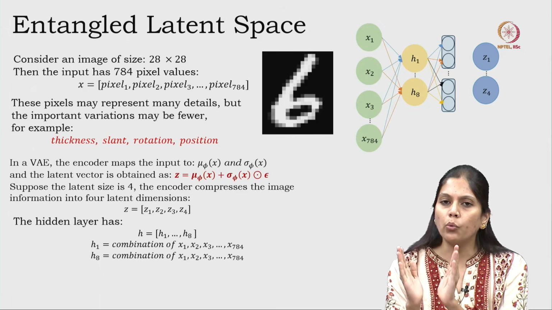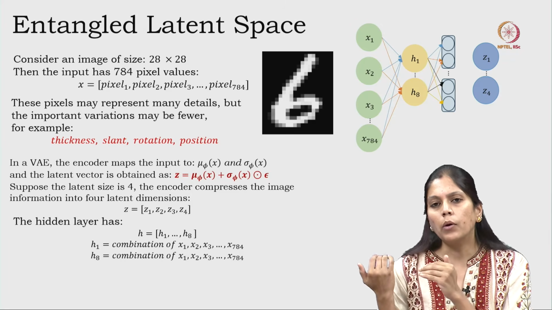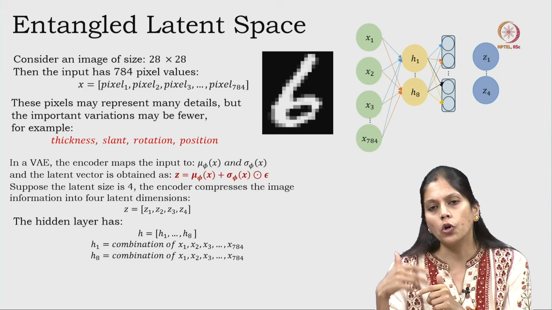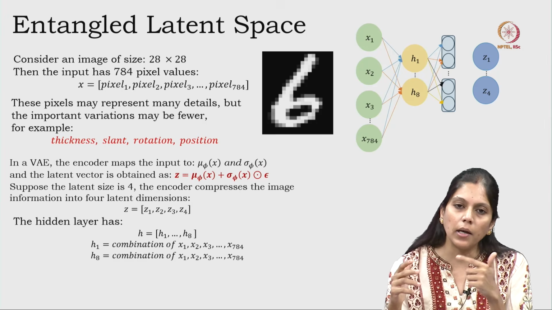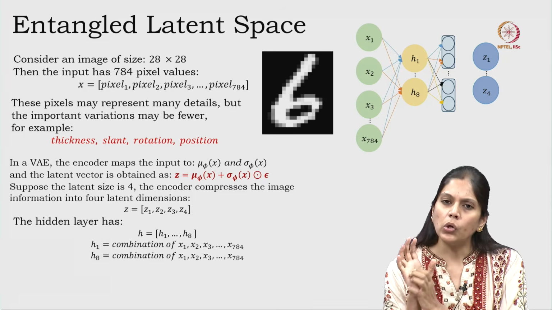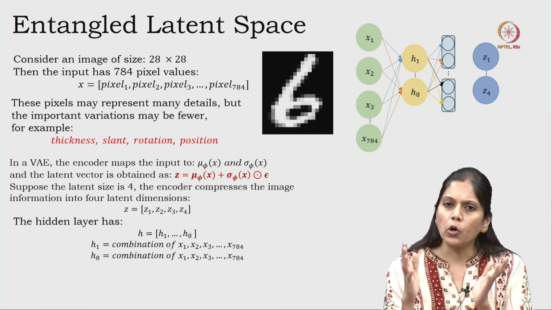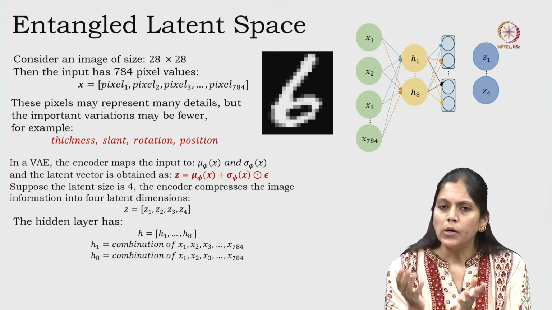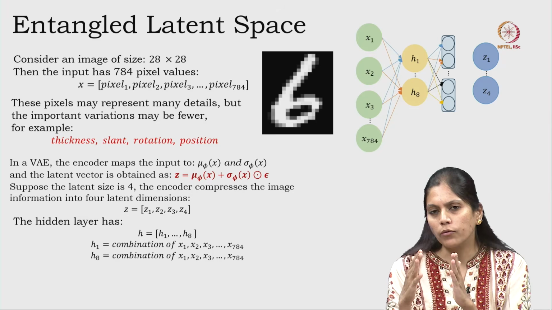So, when I say H1, H1 is the combination of all this X1 to Xn. Similar way, H8 is a combination of all of this. From H1 to H8, you are getting a mean and then the variance. So, can I say that the mean, whatever we have calculated, is the combination of all of this? Yes. So, the variance that we have obtained is once again the combination of all of this.